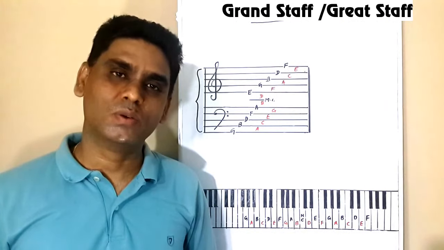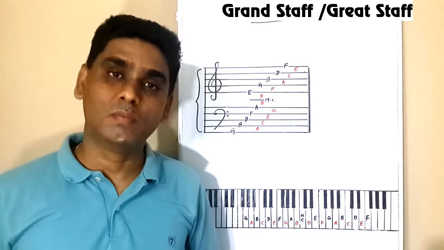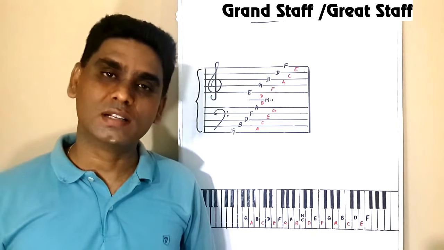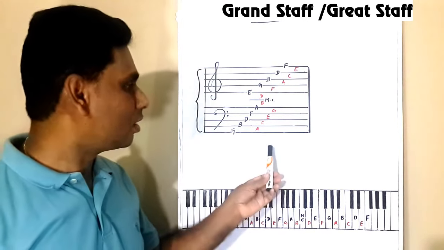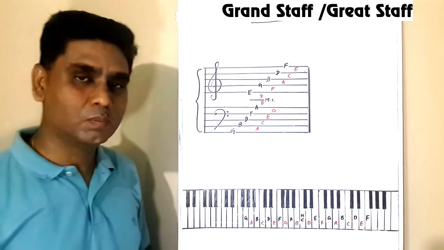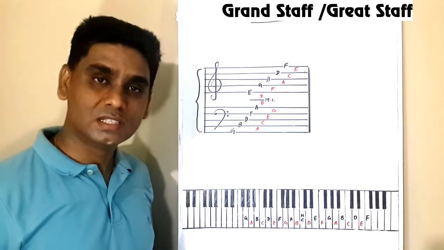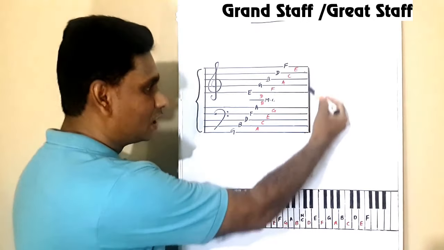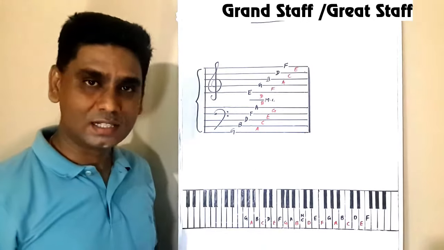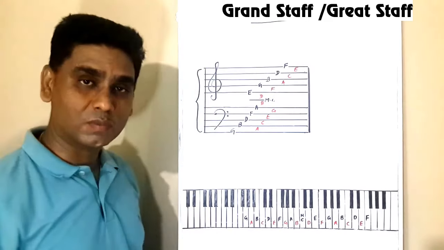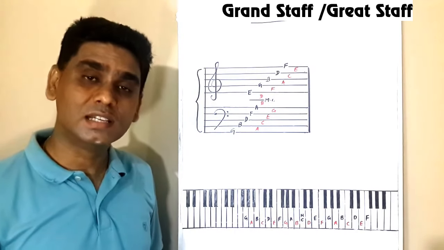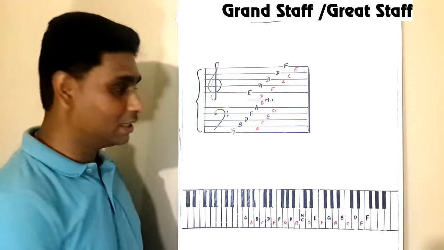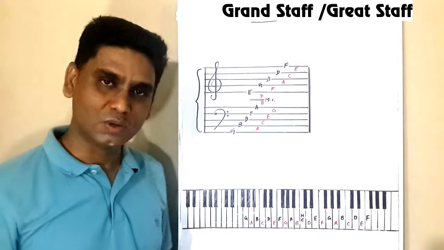When playing the piano, we need to read and play both hands' notes simultaneously. Therefore, we need the grand staff. The grand staff looks like this, which has both the treble stave and the bass stave in one place, connected by two straight lines from both sides, and there is a brace on the left side. And there is also an invisible line in between the treble stave and the bass stave. This is for the middle C note.